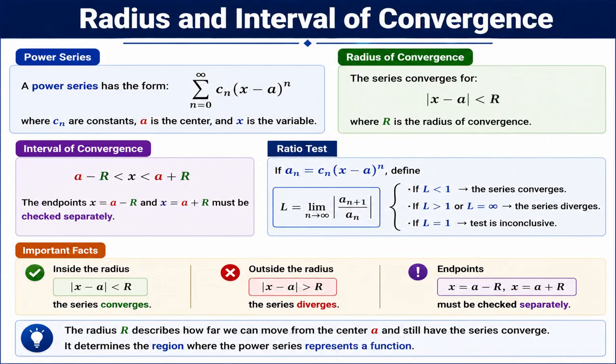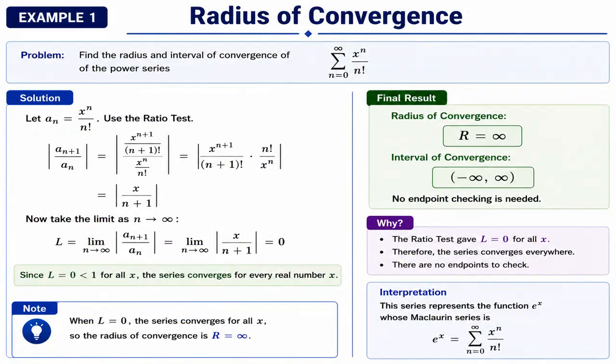To find the radius of convergence, we usually use the ratio test. We compute the limit of the ratio of consecutive terms. Then we determine where the limit is less than 1. Inside the radius, the series converges. Outside the radius, the series diverges. And the endpoints must always be checked separately.